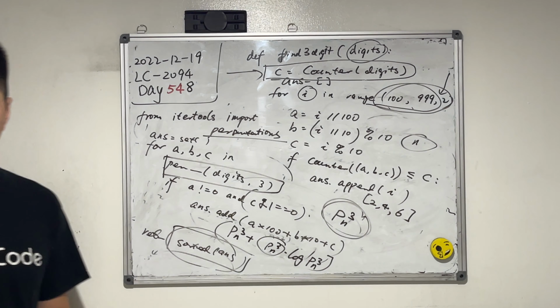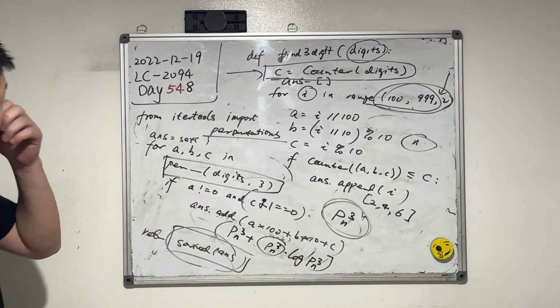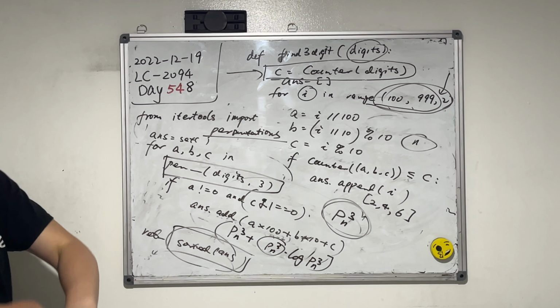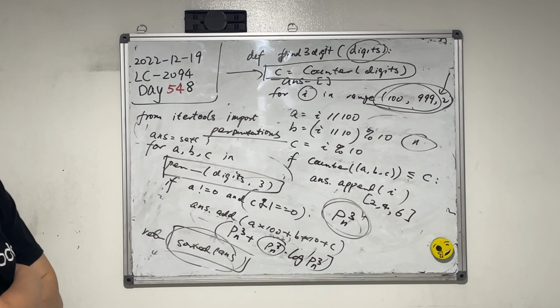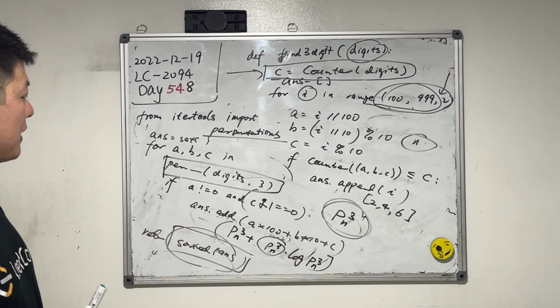Okay, so what did we talk about yesterday? About finding even three-digit numbers in a list. Anything to add, Eric? We're using permutations, and also sort it. Also use counter. Okay, so to do a quick recap.